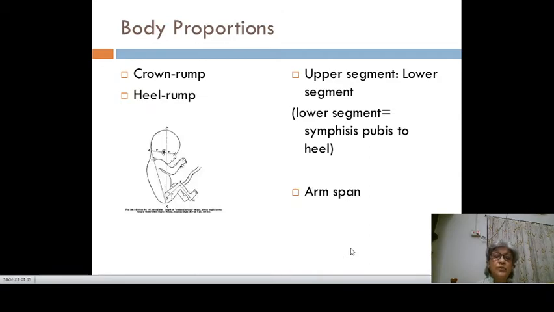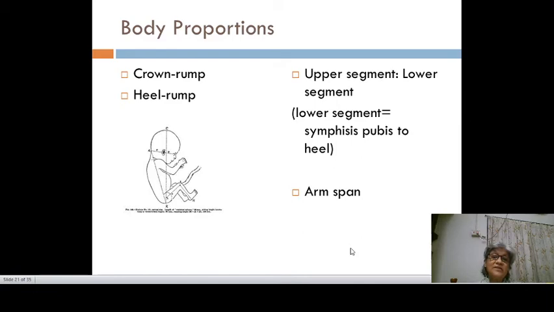How do we measure this? In an older child, where do we do the measurement for upper segment versus lower segment? The lower segment is measured from the symphysis pubis to the heel. Then from the length or height of the child, we subtract the lower segment value and we get the upper segment. So then we can take the ratio.